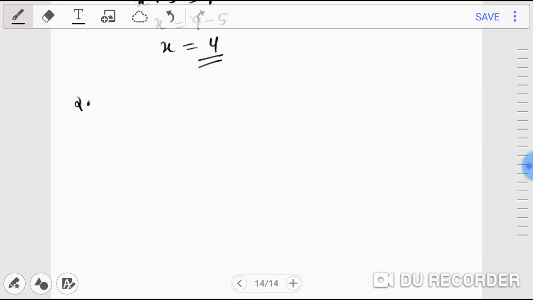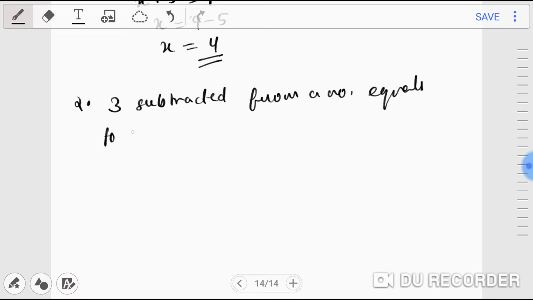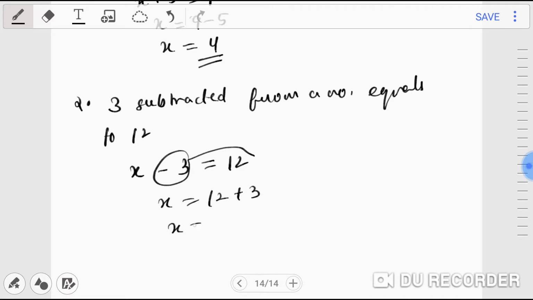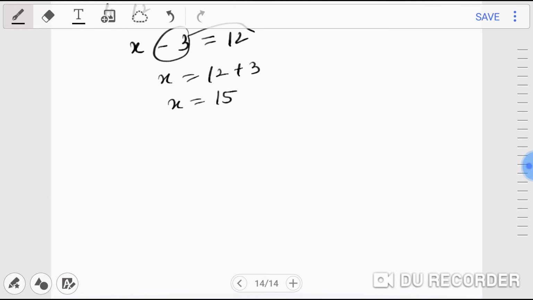Problem number 2, it says 3 subtracted from a number equals 12. So that will be 3 you have to subtract from a number. We don't know the number, so we have to keep it as x, and that will be 12. So x minus 3 is equal to 12, so minus 3 will go there, and it will be x is equal to 15.